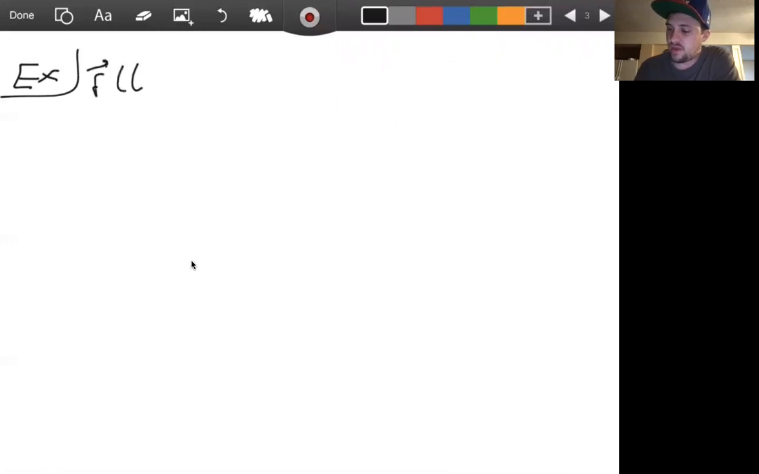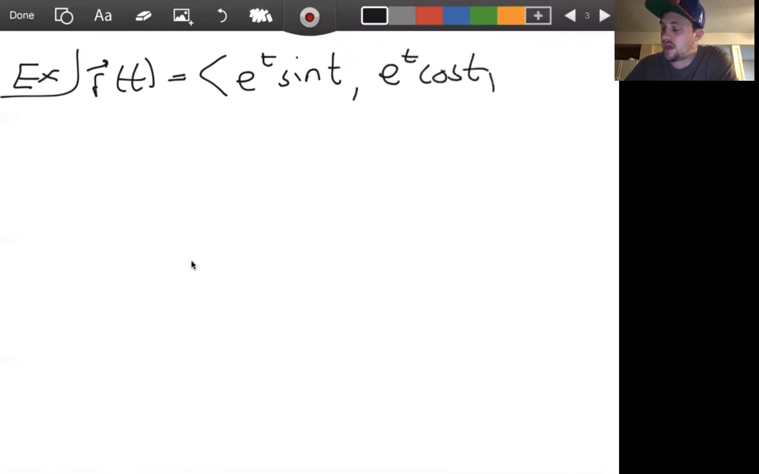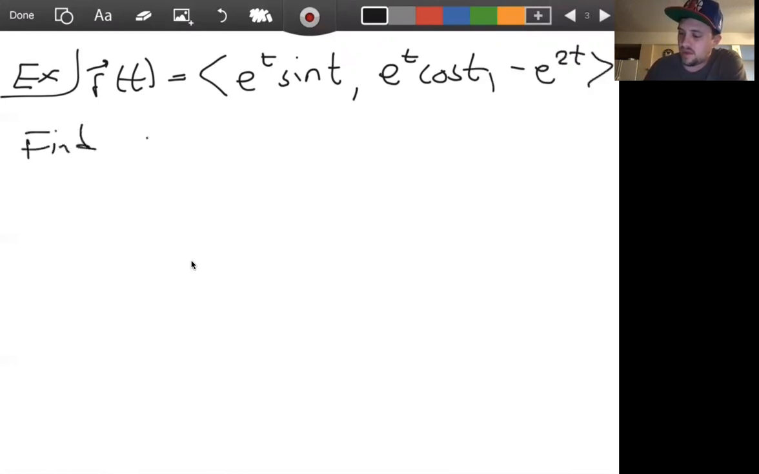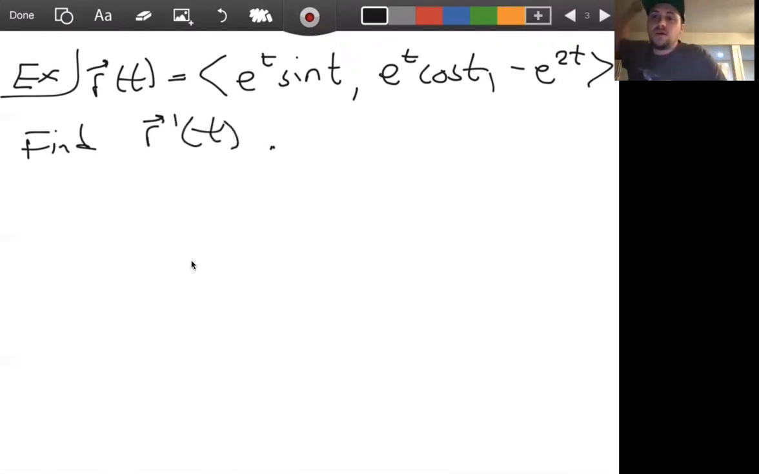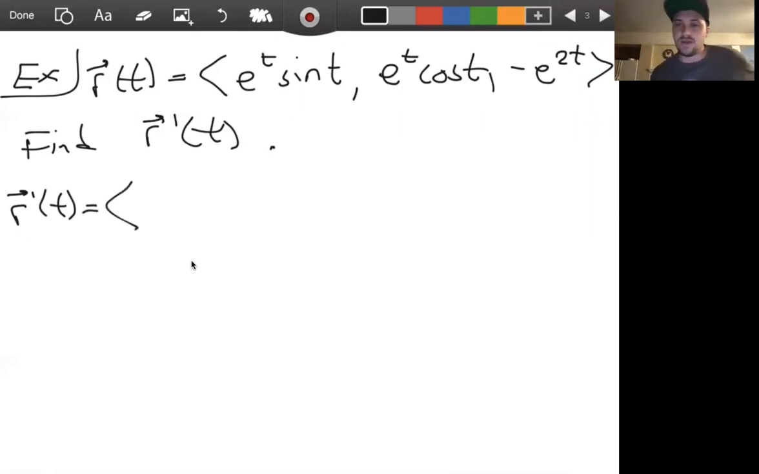And so let's see a quick example. If r of t is the vector valued function e to the t sine t, e to the t cosine t, and negative e to the 2t, let's find r prime of t. Okay, what is r prime of t going to be? Well, r prime of t means we just calculate the derivatives in each component. So I'll write this out here. It's going to be d dt of e to the t sine t.